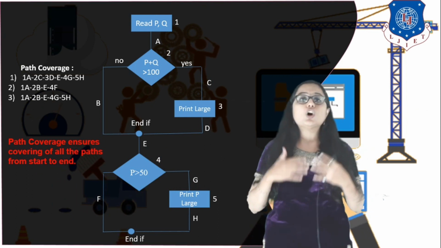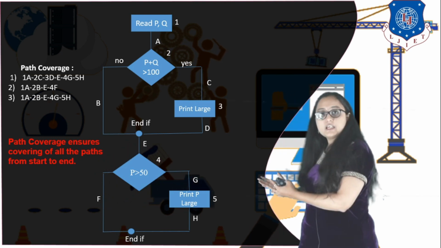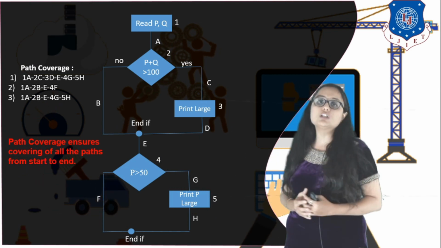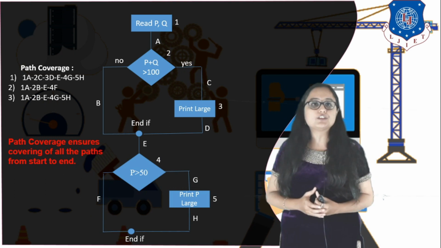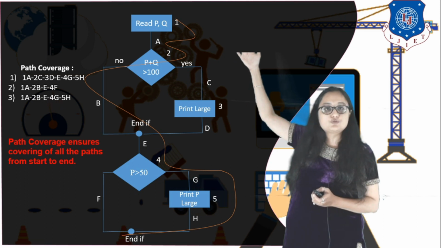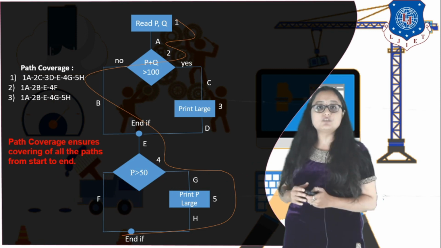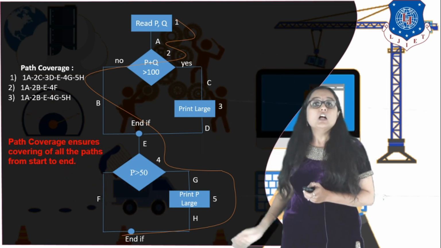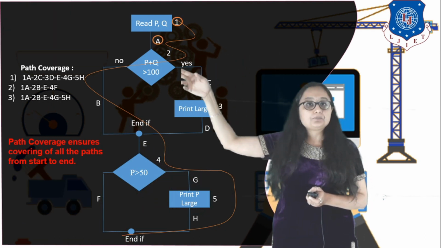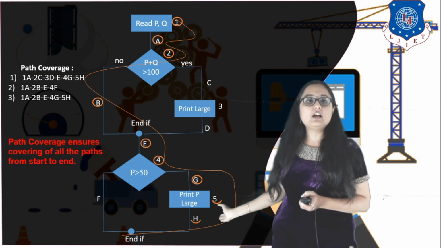So in short, all the independent paths that you have covered in branch coverage should be covered in path coverage, along with all the other possibilities that are not covered in branch coverage. So already we have covered two paths in branch coverage, the first two paths. Now there are two paths remaining to cover in path coverage. You can see the path that we have covered here is 1A, then 2B, then E, then 4G, and then 5H.